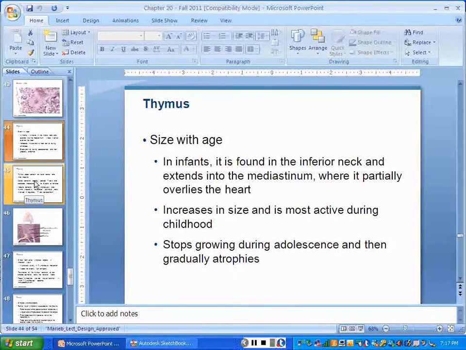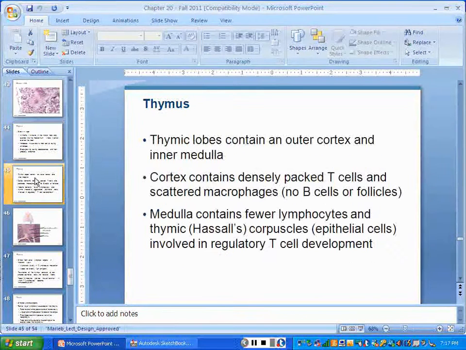What is the space between the lungs called? Mediastinum. That's where your thymus is. Mediastinum. Remember, the thymus is not reticular connective tissue. It is different.